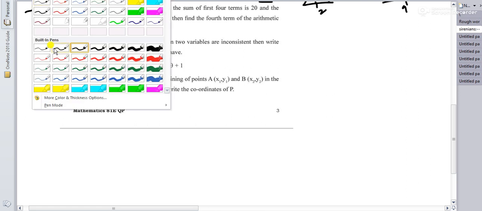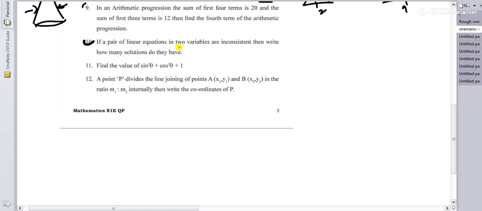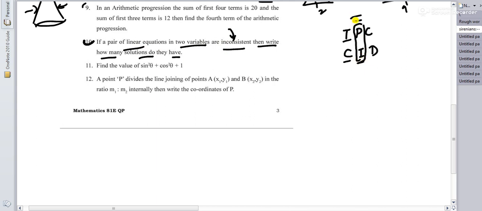Here is question number 10. If a pair of linear equations in two variables are inconsistent, then write how many solutions do they have. I told you, remember this trick, IPC, CIT. They have asked about a pair of inconsistent linear equations. Inconsistent refers to parallel lines. Now for parallel lines, how many solutions do we have? We have no solutions. For intersecting, only one. For coincident, many. But for parallel, since the lines are not meeting anywhere, it has no solution. So the answer will be no solutions. That's all.